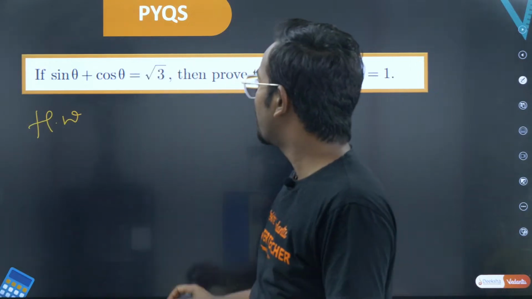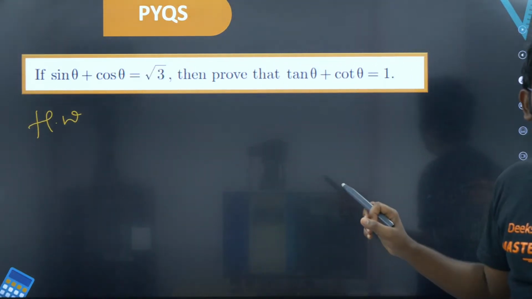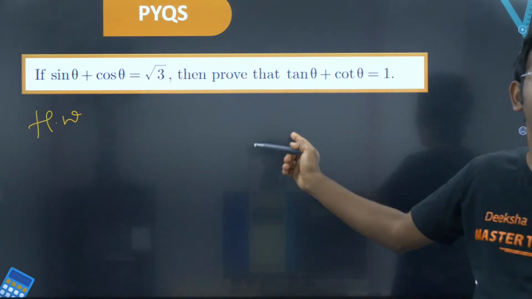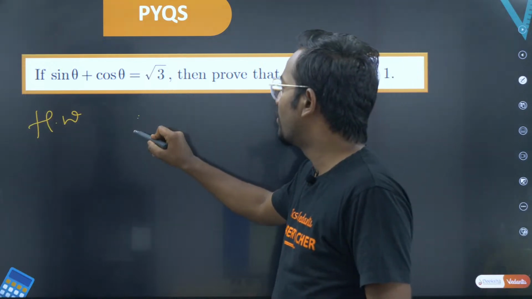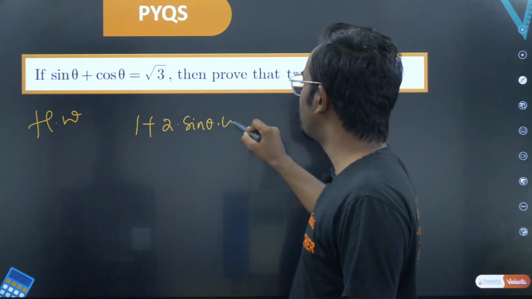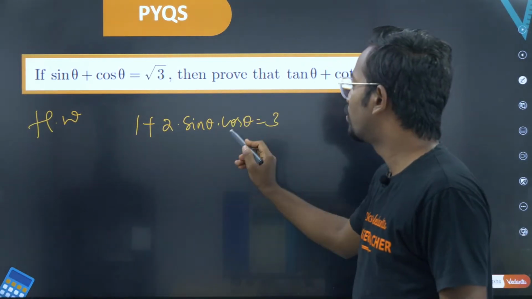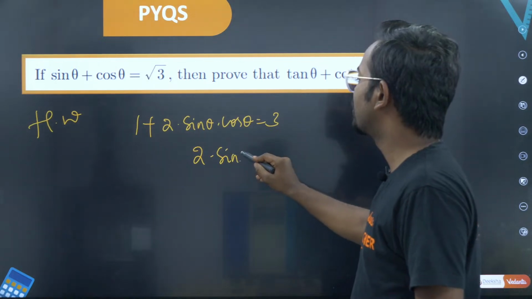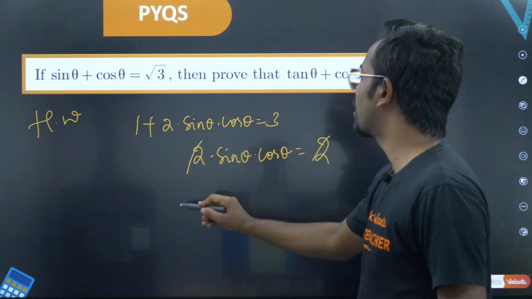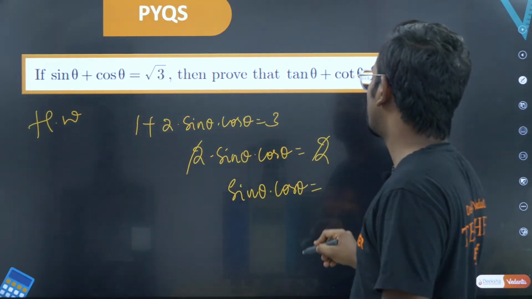See, in the last question we had root 2. In this question we have root 3. I want you to solve this question. Very important question for your 2-mark question. If you know this concept, just square on both the sides. You will end up with 1 plus 2 times sin theta into cos theta is equal to 3. So 2 times sin theta cos theta is equal to 3 minus 1, which is 2. So your 2 gets cancelled, and sin theta into cos theta is equal to 1.